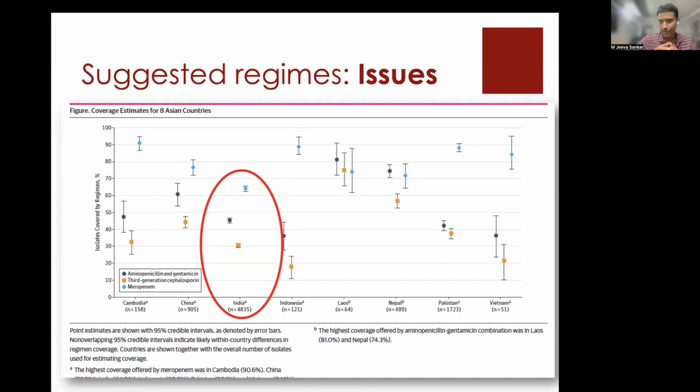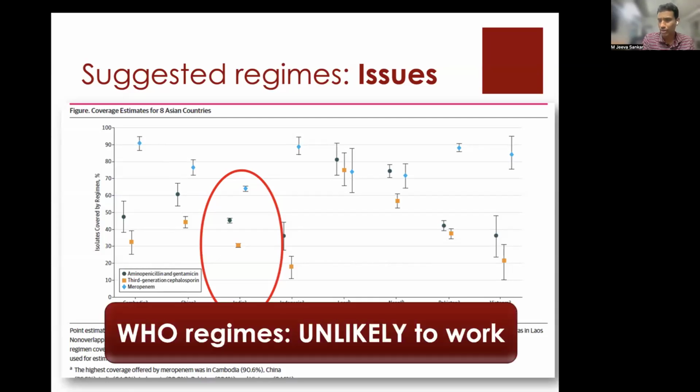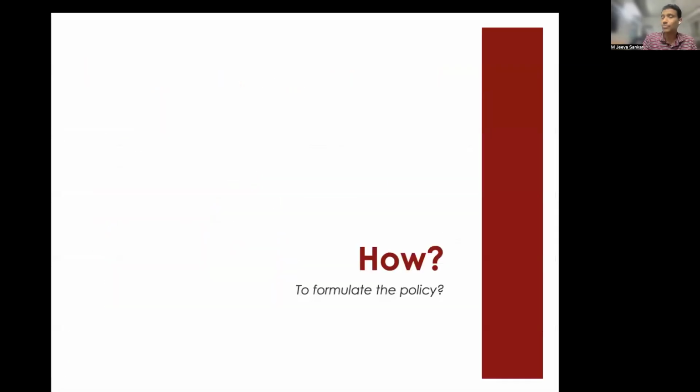So the first line recommended by a high-income country guideline, like the NICE guideline, or even WHO, is almost out, because it covers only 30% of the common isolates in most Indian settings. So we cannot resort to these antibiotics because they're unlikely to work. Therefore, we need an antibiotic policy which is tailored to your unit.